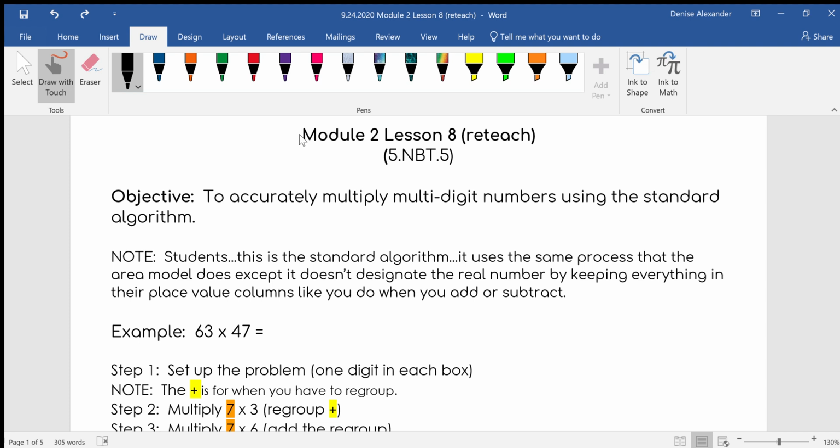We are going to work on Module 2, Lesson 8, which is more of a reteach. We're going to be accurately multiplying multi-digit numbers using the standard algorithm. I know yesterday we had the exact same thing. It's in Module 2, Lesson 7. I actually did a little typo on my number. It's actually Lesson 8. I apologize.